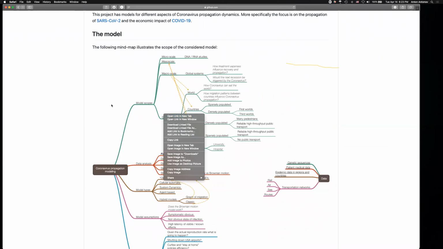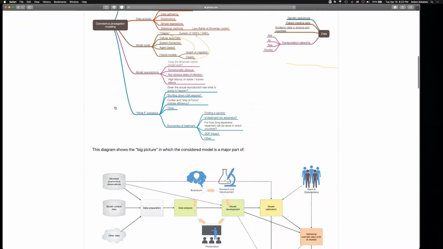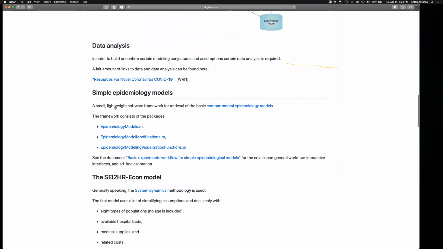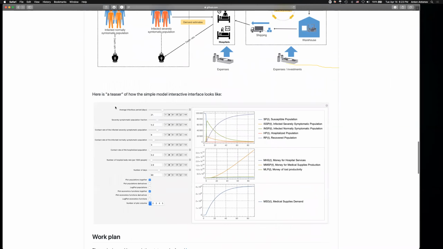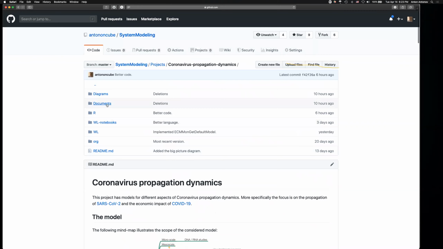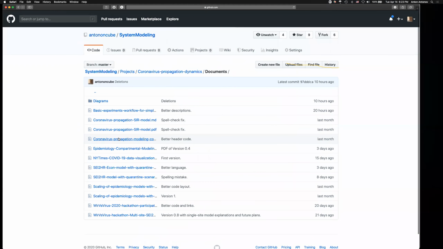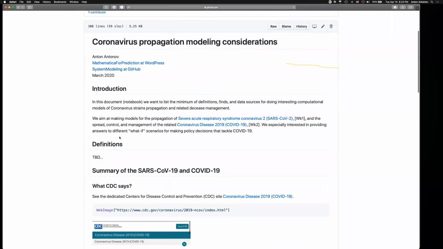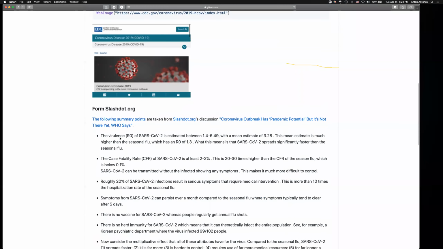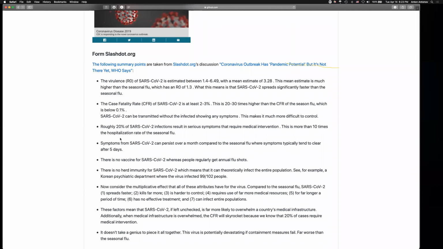What I wanted to show was, you can see some of the elements we discussed. It's one of the documents here, which I'm trying to find out where it is. And this is the coronavirus propagation modeling considerations. From the modeling perspective, the more important part is that we have two types of populations, the ones which are severely infected by it, and the ones which are normally symptomatic and severely symptomatic.